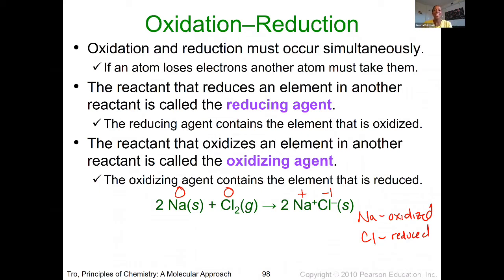Now, when we go to assign the agent, we are going to pick the total reactant that allowed the other element to do that thing. So because chlorine allowed sodium to become oxidized, chlorine is considered to be the oxidizing agent. And because sodium allowed chlorine to be reduced, sodium is your reducing agent. Okay. So assign your charges, figure out who's being oxidized and reduced, and then assign the agents accordingly.